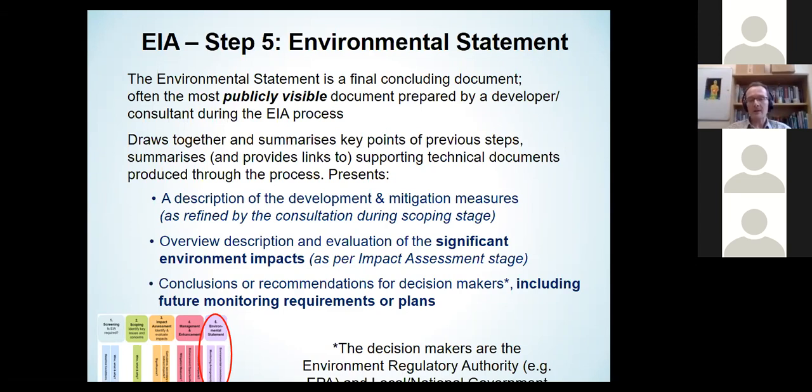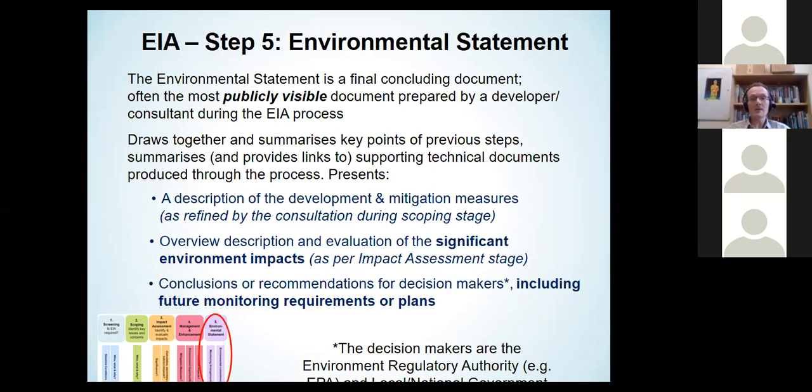And this is the part that decision makers, for example, Environment Protection Agency, will use in order to make their decision. So their conclusions would bring out the main impacts and also the main needs going forward. So what kind of future monitoring is required and what kind of other planning is needed? And then once that is done, it's released and the project developers wait and hope for a positive outcome from the regulatory authority. And if they get the all clear, the green light, the development can go ahead.